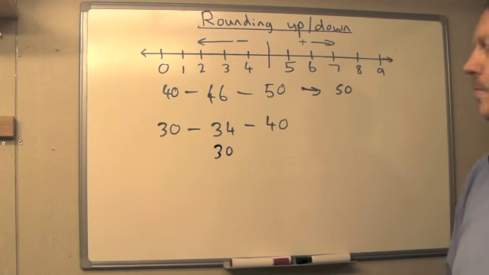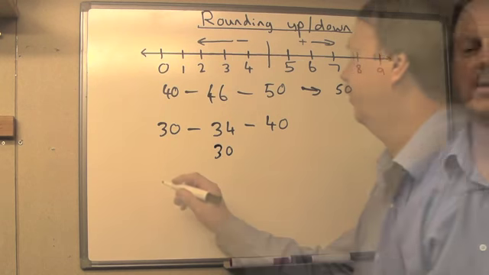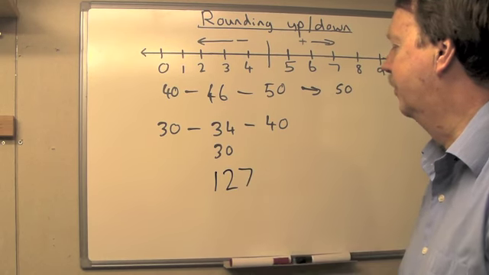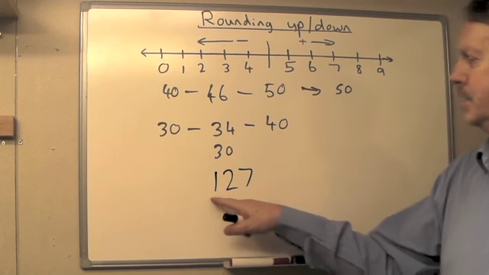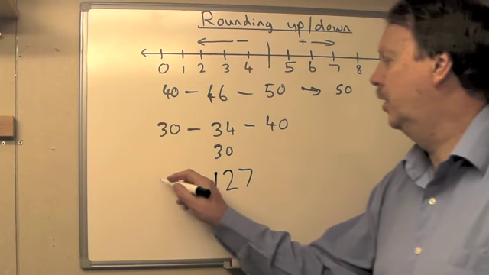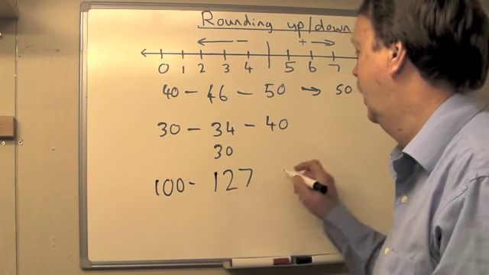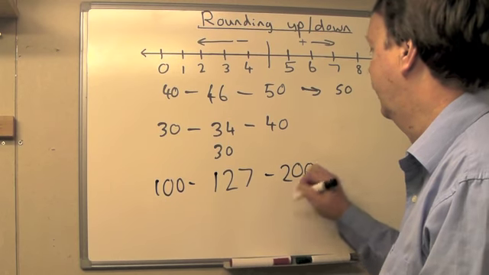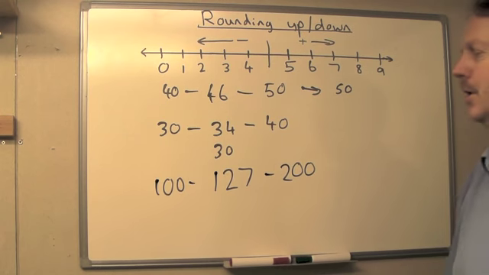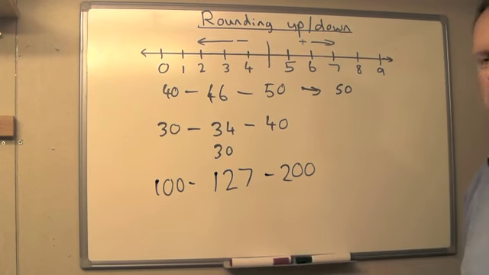Let's try some with rounding to the nearest 100. So let's start with the number 127. Now that is in the hundreds numbers. It's in between 100 and 200. 127 is in between 100 and 200. So which one is it nearest to?